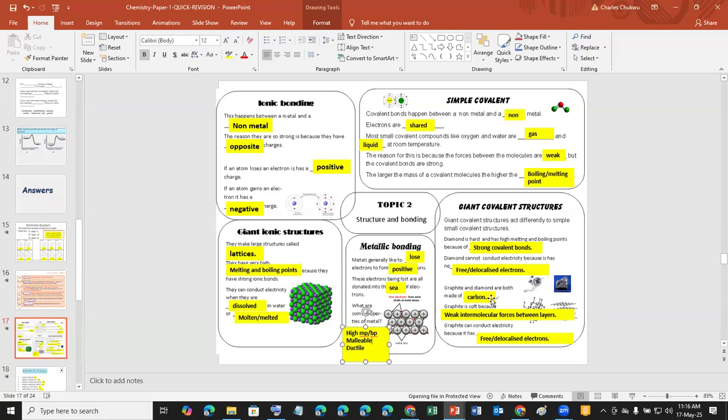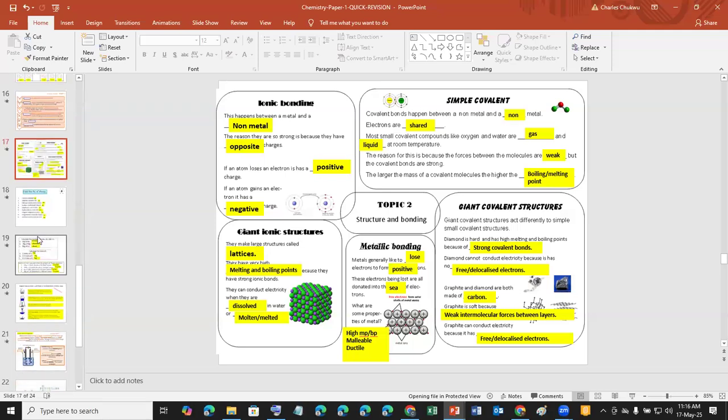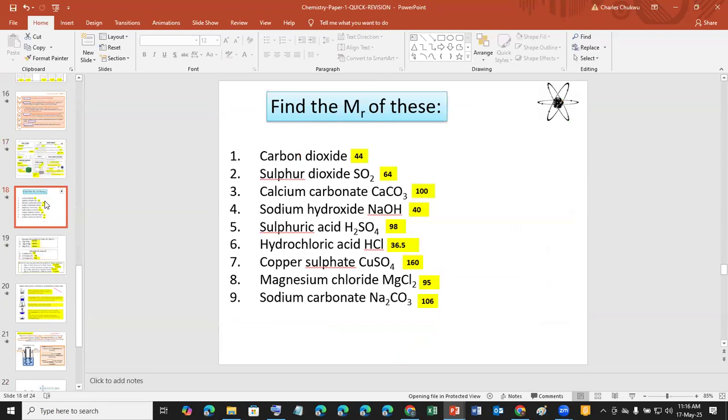Graphite and diamond are both made of carbon. We said that too. Graphite is soft. Remember how the lead of your pencil, what we call lead, is not actually lead, it's graphite. It's soft because of the weak intermolecular forces between the layers, while it can conduct electricity because it has some free delocalized electrons. So just remember, once electrons can move, they can carry or conduct electricity. I think, oh, I didn't even take note of this.